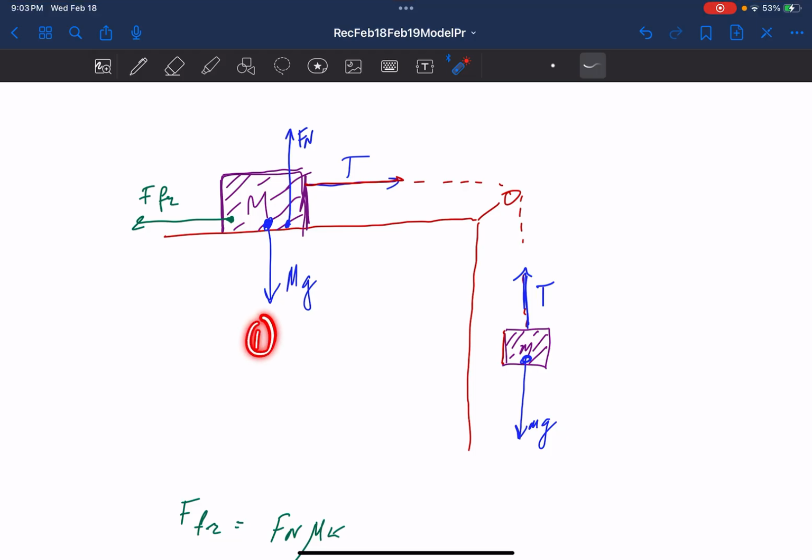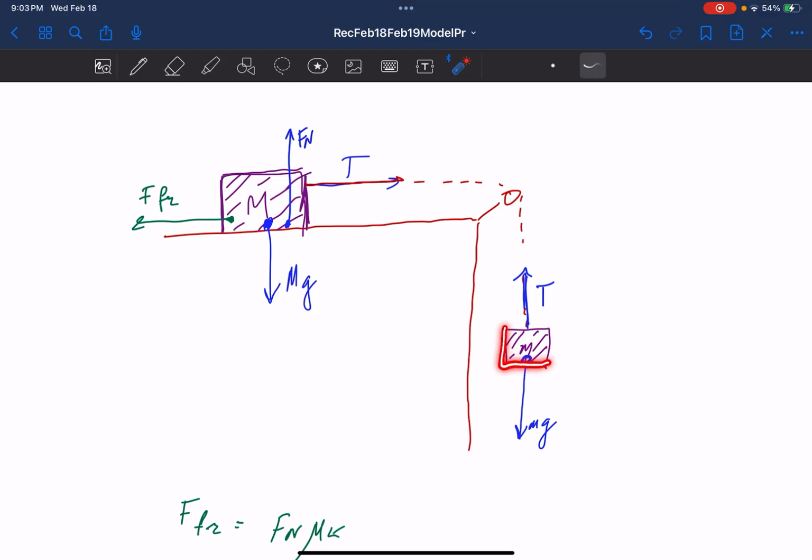So we identified gravity, normal force, friction, and now we're free to see what other forces are acting on the object. The other force that's not part of our standard recipe is going to be tension. The tension of the rope is still pulling big M to the right. So we're done with that free body diagram.